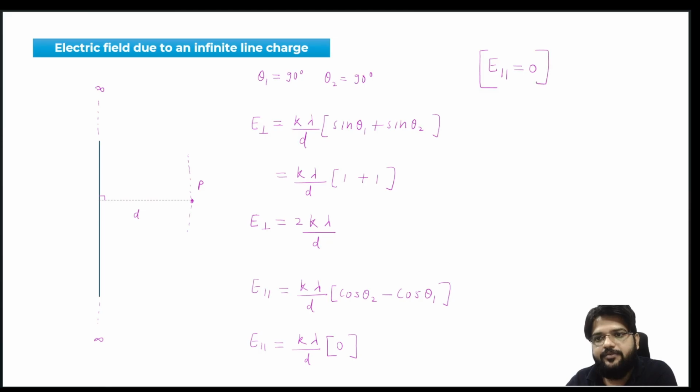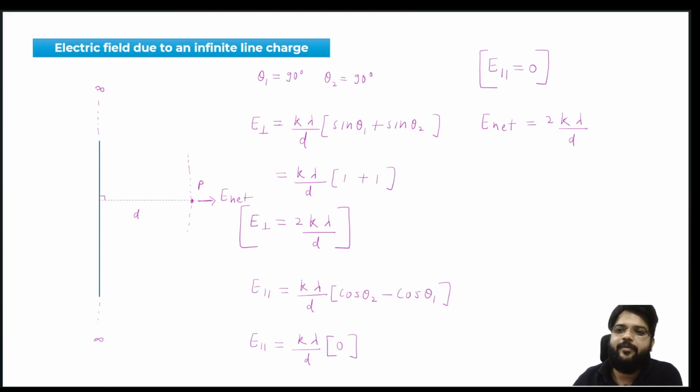So E parallel we have 0, E perpendicular we have 2 lambda by d. Alright. So net electric field at the P point is equal to what? It is equal to E perpendicular, because E parallel is 0 here. So net electric field is 2k lambda by d. And if you see the direction of net electric field, definitely it should be in this direction. Alright, so this we will get. I hope this thing is clear to everyone.